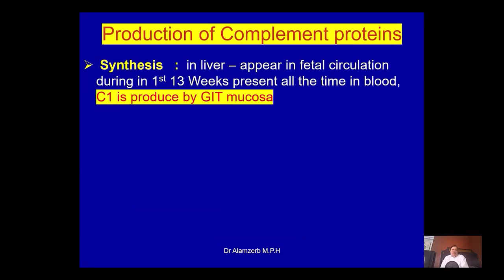Production of complement proteins. The liver is the main organ responsible for the production of these proteins, and in the first 13 weeks of intrauterine life, these proteins appear in the plasma of the infant. Another organ responsible for the production of C1 protein is the mucosa of the gastrointestinal tract.